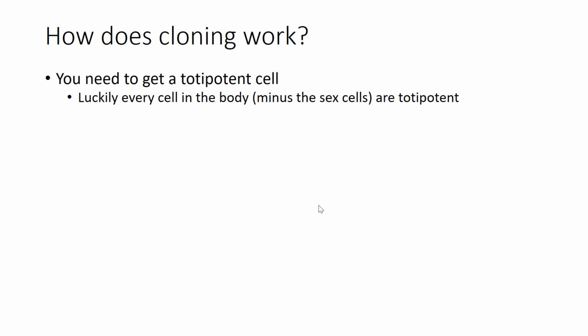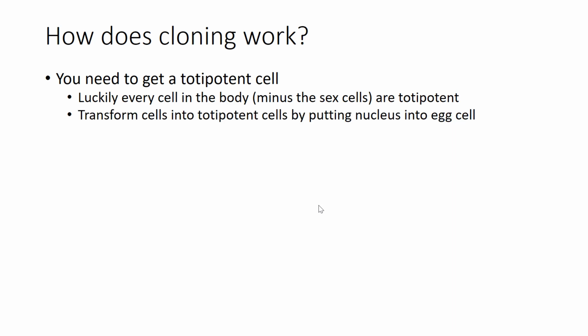You can't just take a skin cell and induce it to be totipotent because there are certain genes that have been shut down, converted into heterochromatin, so they aren't totipotent. But every nucleus has the complete suite of genes, a complete genome. And so we can induce any cell, minus the sex cells, of course, to become totipotent by transforming the environment around the nucleus. And so what we do is we take the nucleus out of a cell and we put it into an egg cell.